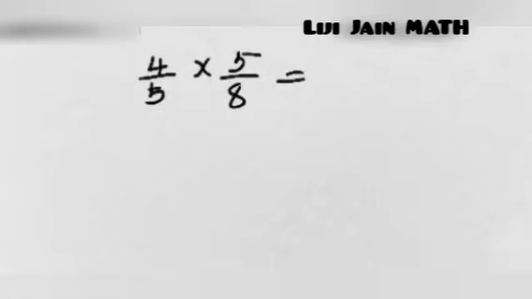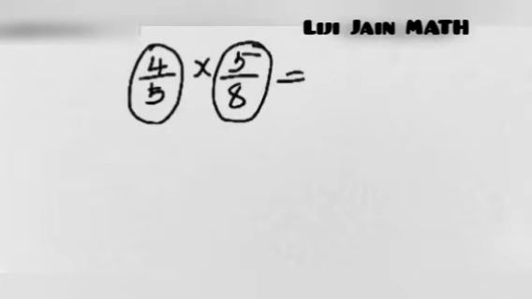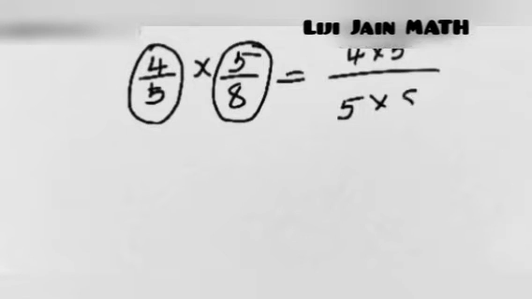Suppose we have to multiply 4 by 5, don't write, into 5 by 8. So this is the product of two fractions. Here we are multiplying which two fractions? Yes, we are multiplying the fractions 4 by 5 and 5 by 8. Here the rule is product of the numerators, that means 4 into 5, by product of the denominators, that means 5 into 8.